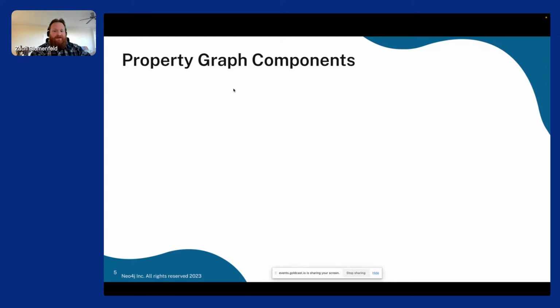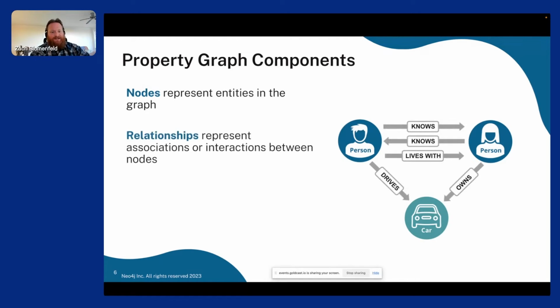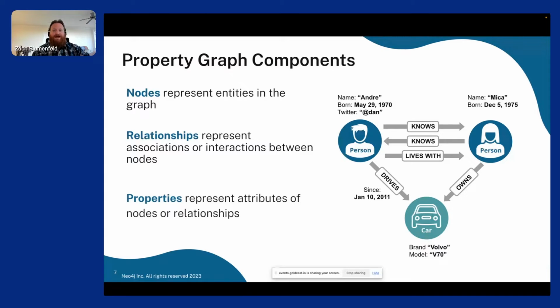And property graphs have a few key components. The first is nodes, which represent entities. The second are relationships that represent associations or interactions between those entities, right? Entities being things like people, places, things, and relationships being those interactions, people knowing people, people operating vehicles, stuff like that. And properties are attributes of either nodes or relationships.